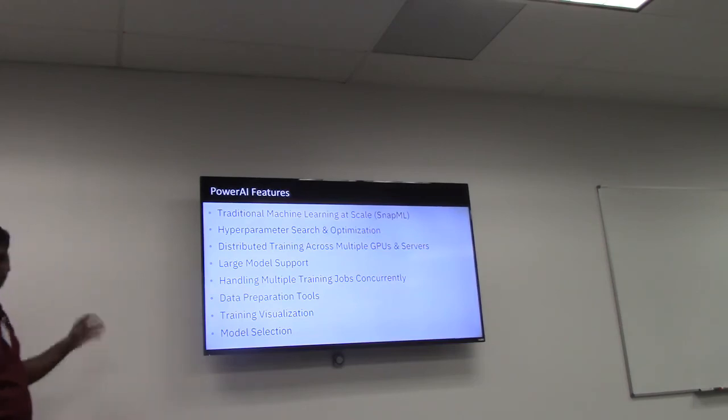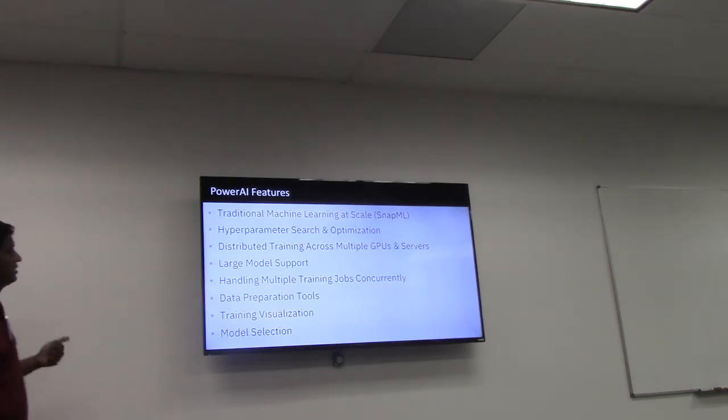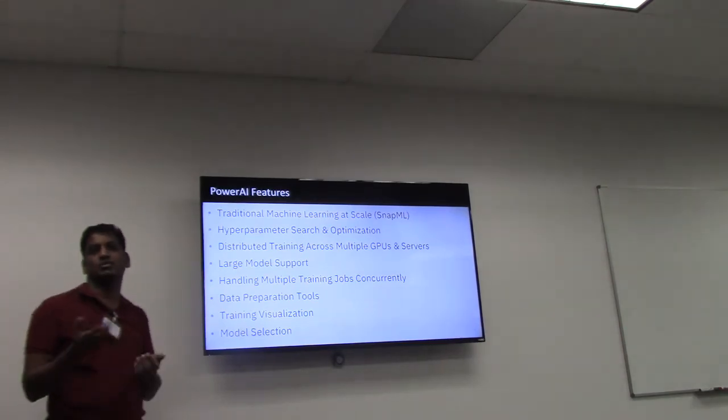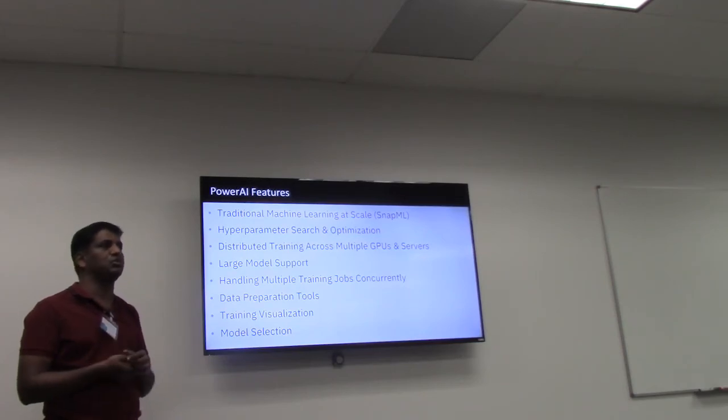So we use different names like DL Insight, DDL, SnapML, whatever, but from a conceptual point, these are the main features. First is traditional machine learning at scale. It's called SnapML. The traditional machine learning algorithms use, well, maybe stochastic gradient descent, or stochastic coordinate descent. In fact, most of the frameworks like scikit-learn and H2O use stochastic coordinate descent. And the problem with stochastic coordinate descent is it's inherently sequential.